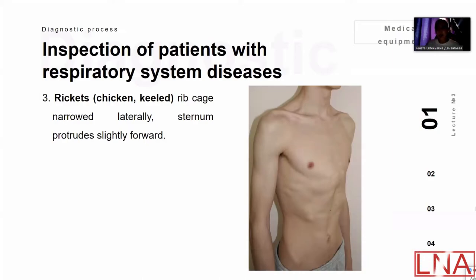In all languages it's called this way: the rib cage is narrowed laterally and the sternum is produced slightly forward, yes? More significant for young men. And look at this zone of the sternum. There is the base of the sternum and the place of cartilage between the sternum and ribs. And exactly, we can see the base of the sternum protruding with the upper part of the ribs outside. So rickets or chicken keel, this type of chest.